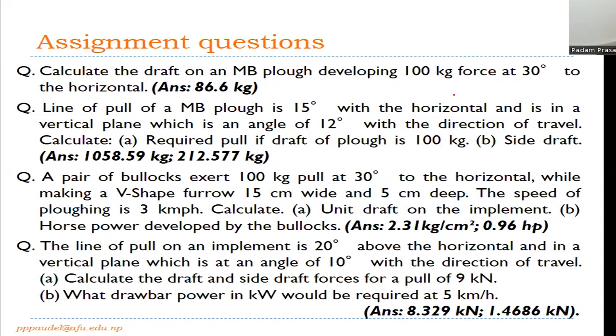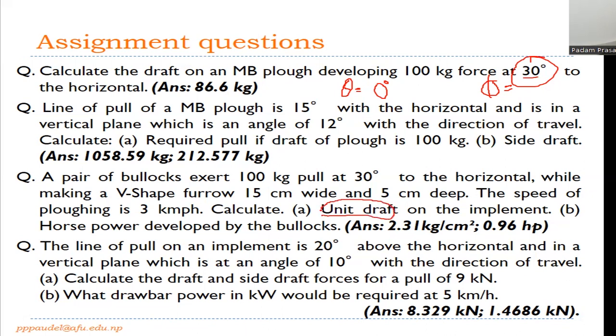And sometimes you may be given only one angle, like here one angle is given, that is 30 degree, and it is phi as in our previous discussion. Here theta is not given. In that condition, you can assume theta is 0 degree along the direction of travel. Okay, and you can practice this well. Sometimes you may be asked to find the unit draft.